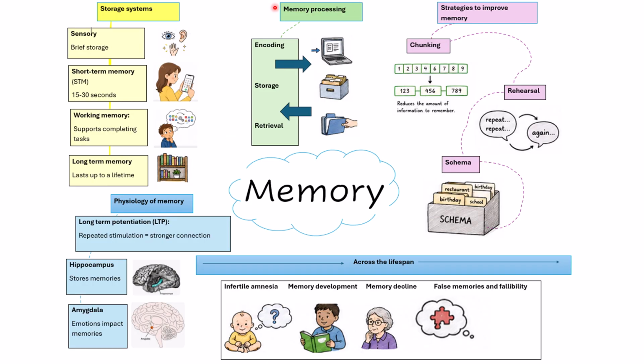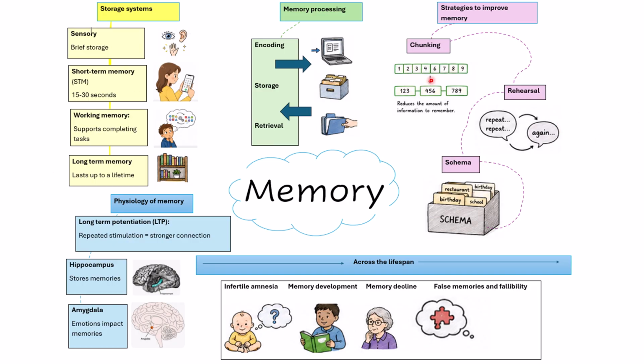Up here we've got memory processing. So this shows the 3 key processes of memory. So encoding is the process of getting information into memory. Storage, this is maintaining that information over time. And then retrieval is bringing stored information back when we need it.